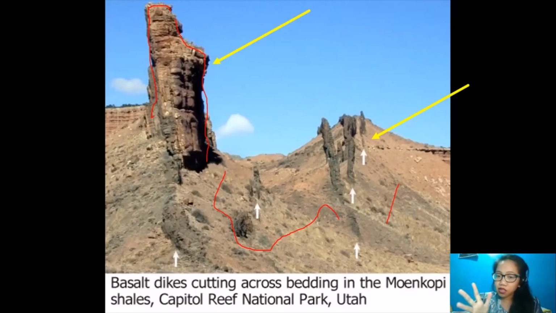Then since they are sedimentary, they are more prone to weathering. So eventually the igneous rocks have been exposed. So this is a picture from the Capitol Reef National Park, Utah.